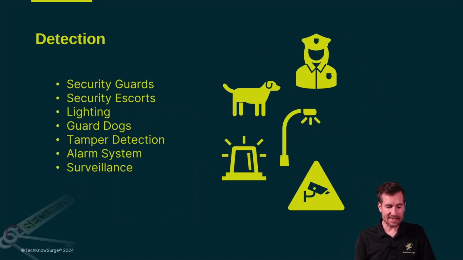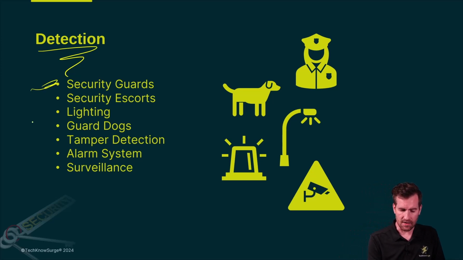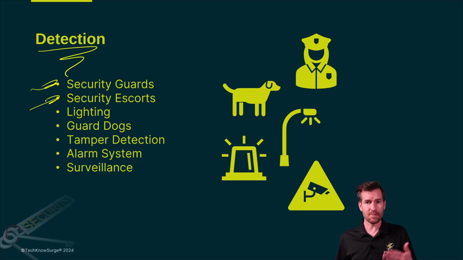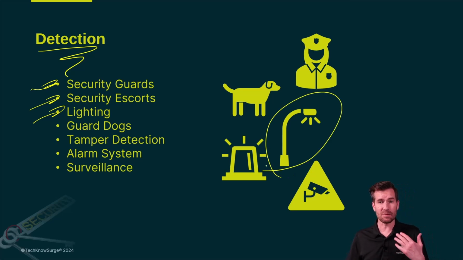There's also a lot of things that we can put in place for detection, such as security guards or security escorts. Some businesses actually, when you walk into it, they'll have an escort that will escort you to certain places. When my brother was going for a top secret clearance, that's one thing that he had to do, is have a security escort until he was completely cleared. Things like just lighting is another thing. Having bright lights is a deterrent. Having guard dogs would obviously be a deterrent.